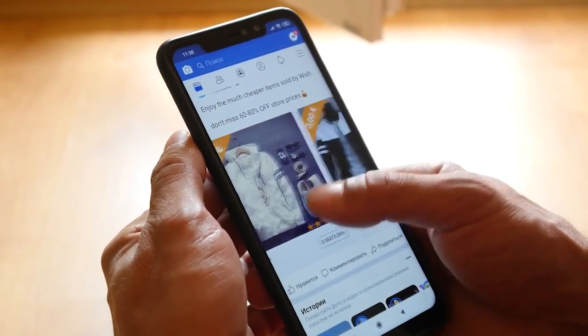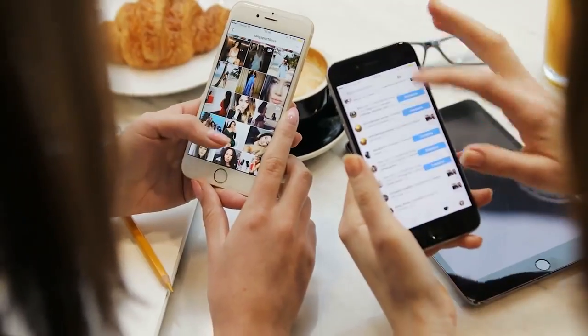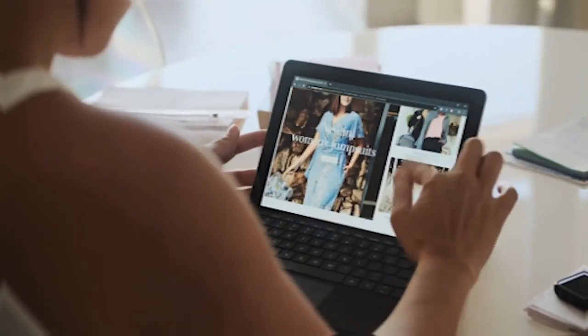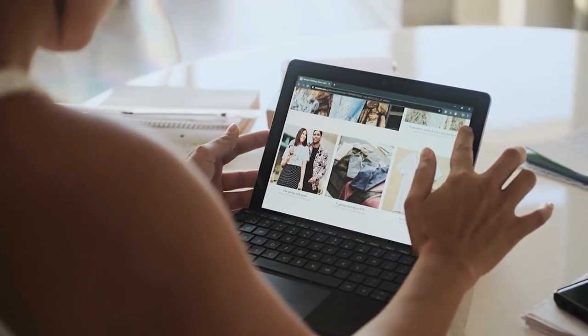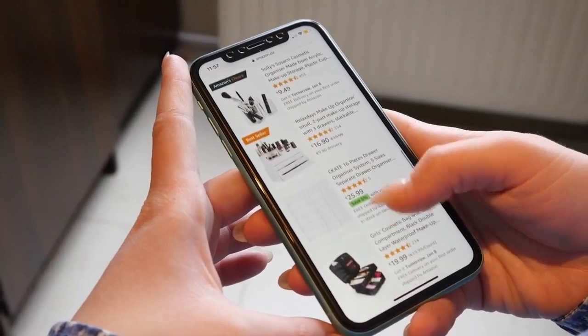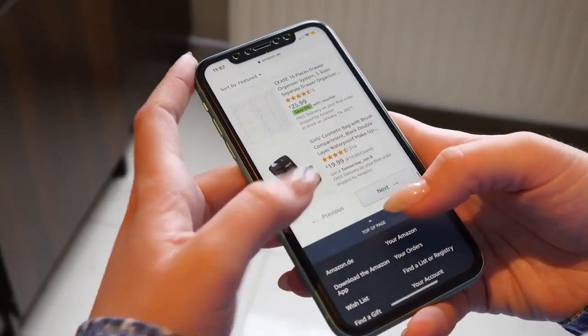Fortunately, there are social media platforms like Facebook, Instagram, and e-commerce platforms to find shoppers looking for products to buy online. There you have it, guys, our top 10 passive income ideas that can help you grow wealth.